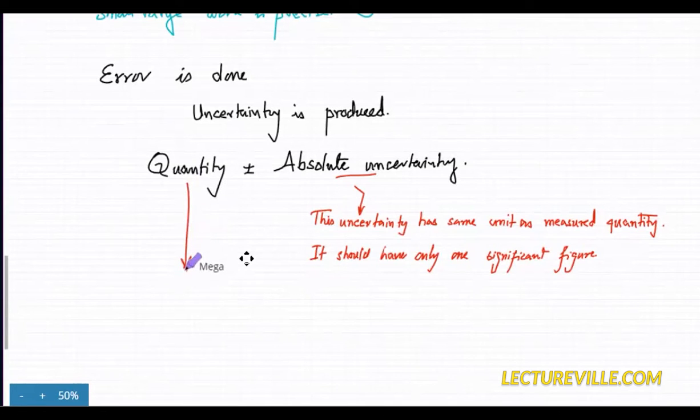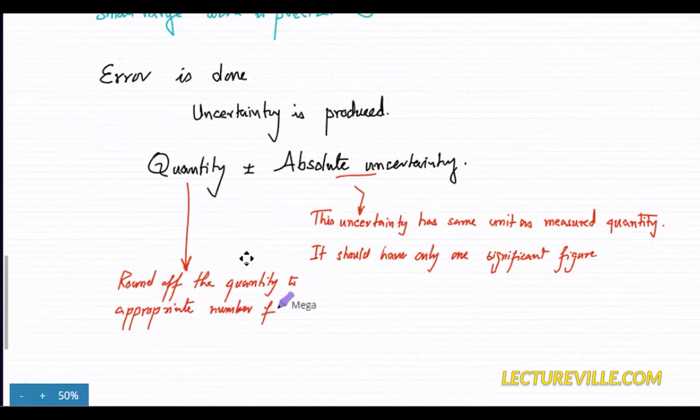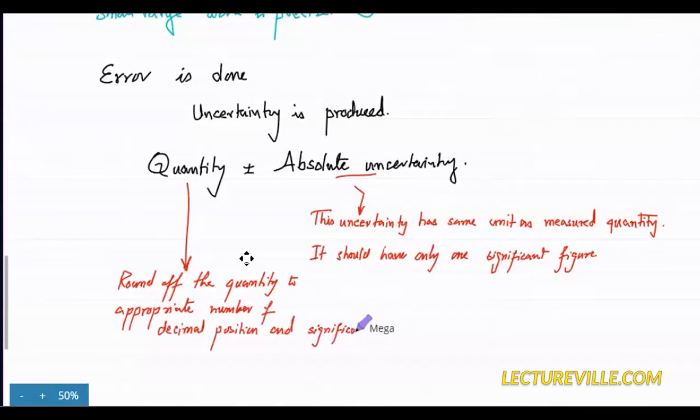When we round off the absolute uncertainty to a single significant figure, then we round off the quantity to the appropriate number of decimal positions and significant figures.